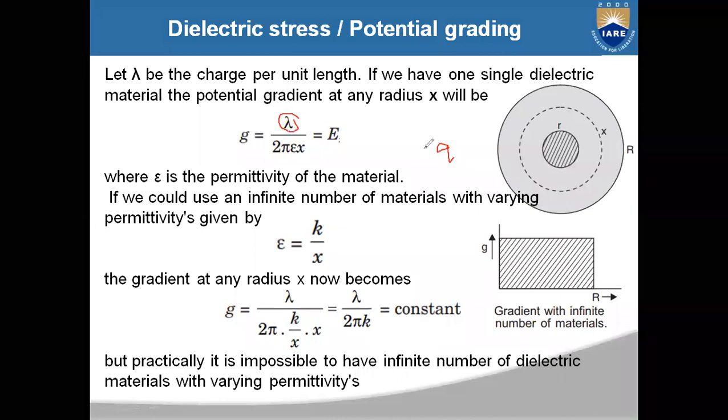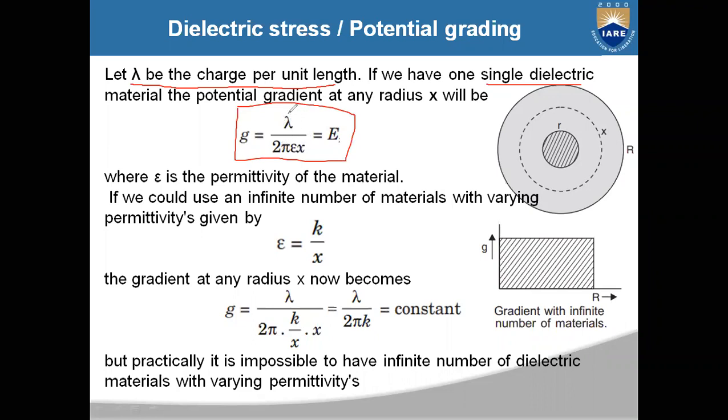Then if you consider one single dielectric material, the potential gradient at any radius x will be given by this expression. Okay, so if lambda is the charge per unit length, and you have only one single dielectric material, that means you have the conductor and on that only one dielectric material, right? In such a case, the potential gradient expression will be G is equal to lambda by 2 pi epsilon x.